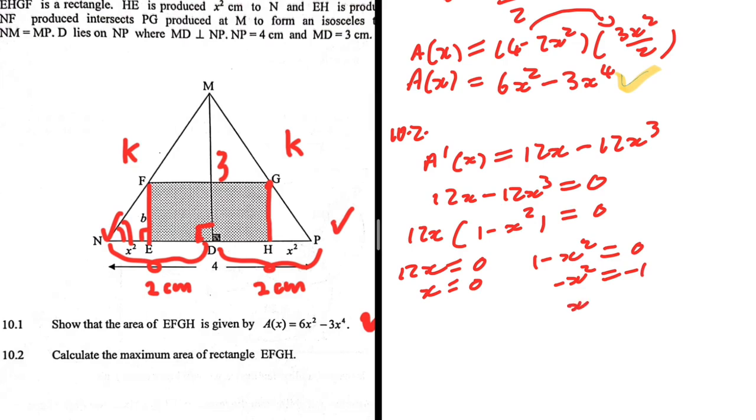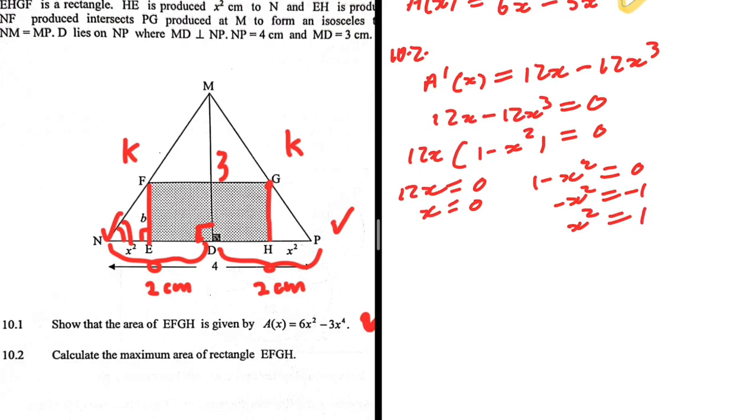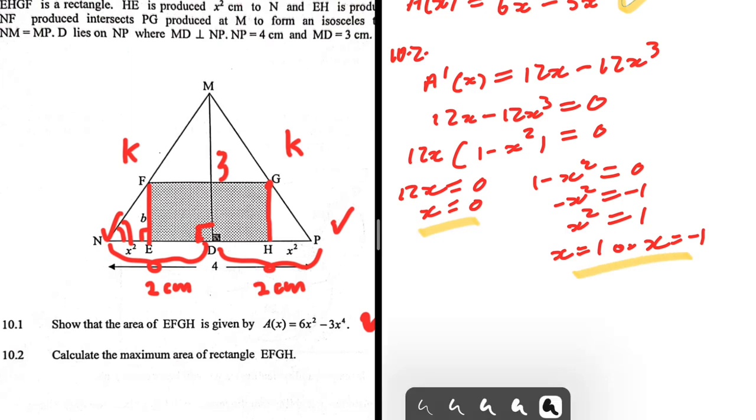So we are saying that x squared is equal to 1. If you take square roots on both sides, x is equal to 1 or x is equal to minus 1. So we have 2 possible answers here. x is equal to 0 and x is equal to 1 or minus 1. We can actually test it out and see which one is going to be the correct answer between these two.